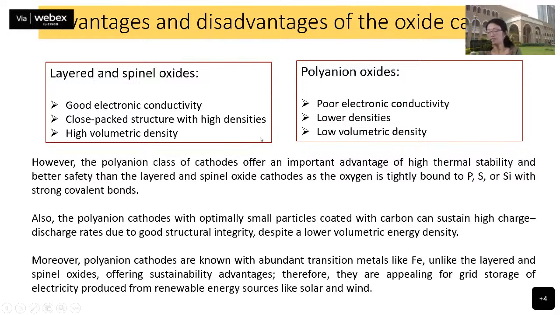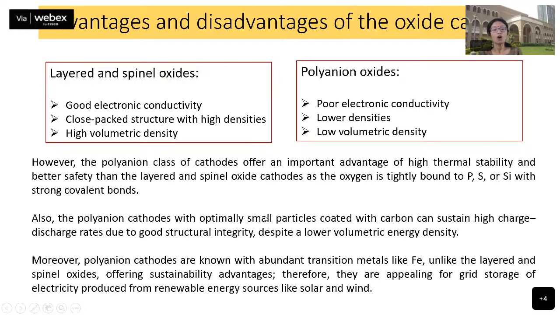So what are the advantages and disadvantages of the oxide cathodes? Let's see, layered and spinel oxides have very good electronic conductivity. They have a close-packed structure with very high density, very high volumetric density. Whereas the polyanion oxides suffer from a few disadvantages. They have poor electronic conductivity. They have lower density, low volumetric density.